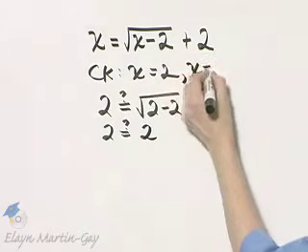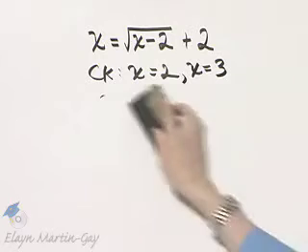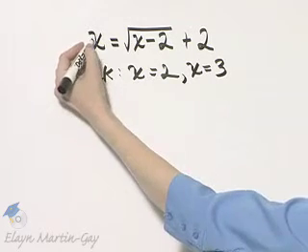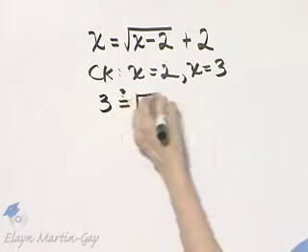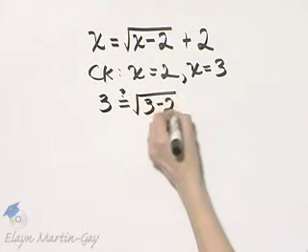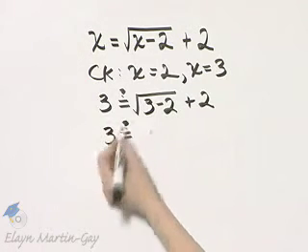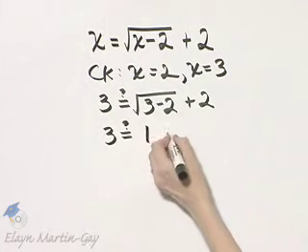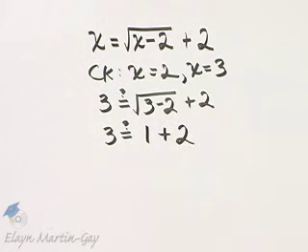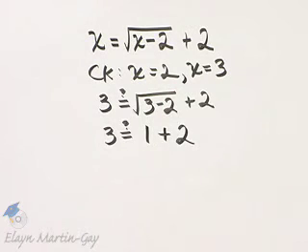Now let's check our other proposed solution, which was 3. Everywhere there's x in the original equation, we'll replace it with 3. Is 3 equal to the square root of 3 minus 2 plus 2? So is 3 equal to, the square root of 3 minus 2 is 1, square root of 1 is 1, and I have 1 plus 2, and that is, of course, 3. So that's a true statement. Both of these check, and both of these are solutions.